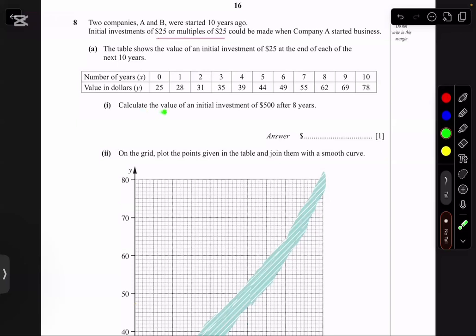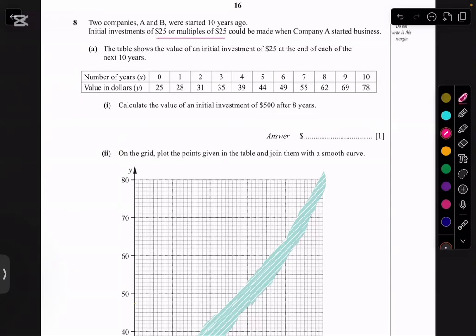Part 1 says calculate the value of an initial investment of $500 after 8 years. This is what I was saying: an initial investment of 500 is also a multiple of 25. They didn't say directly that you started with 25. It is still a multiple, and they are starting the investment in company A with $500. So after 8 years, what does this 500 become? This is what you are supposed to find out.